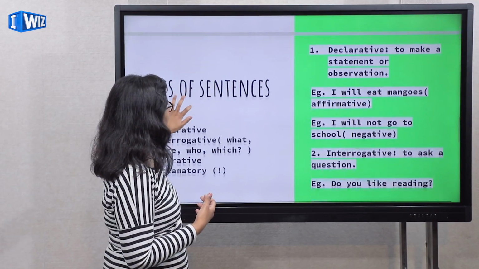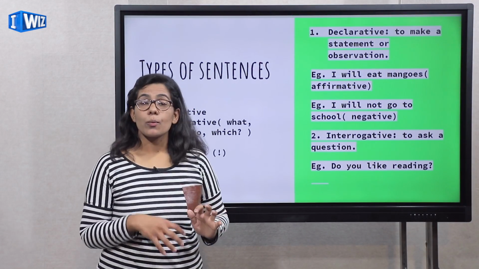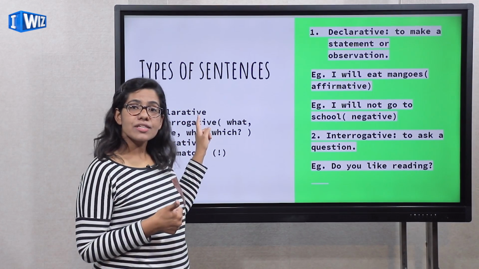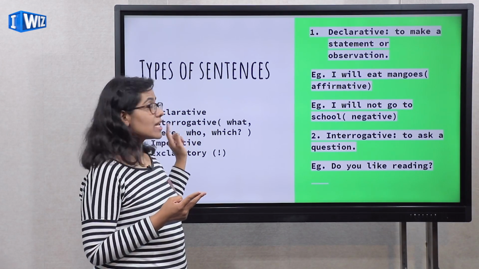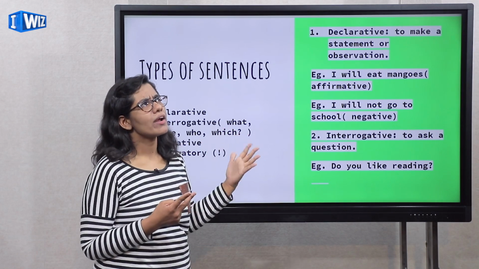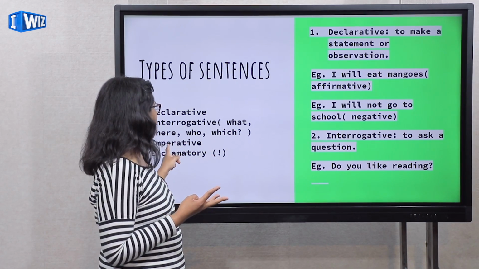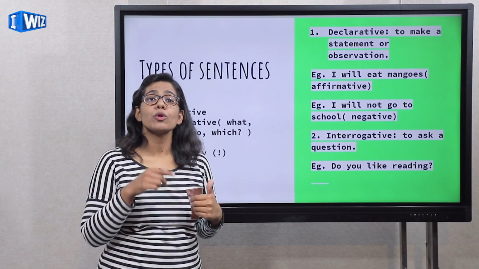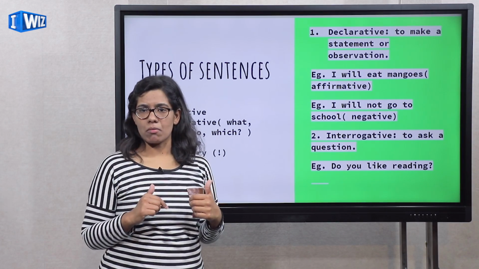Next, we have the types of sentences. We have 4 types of sentences. Number 1, declarative. Number 2, interrogative: what, when, where, how. Third, we have imperative. And the last, we have exclamatory, which will always end with an exclamation mark.